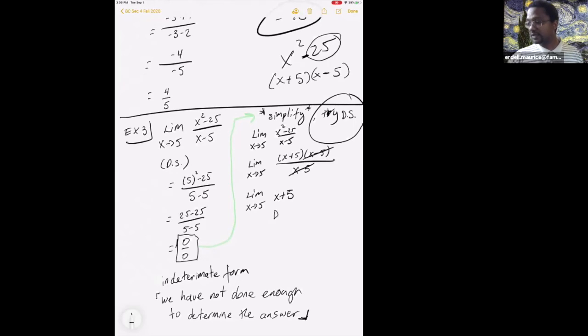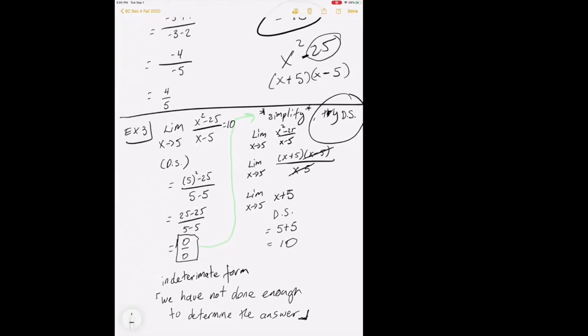So direct substitution, that means I have to plug in 5, right? That's going to be 5 plus 5. That gives me an answer of 10. So this limit is equal to 10.